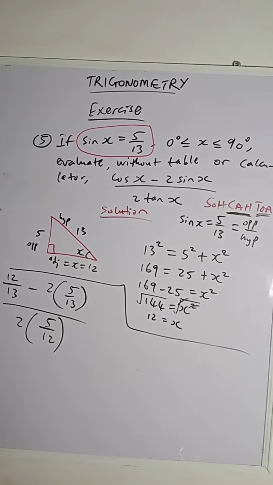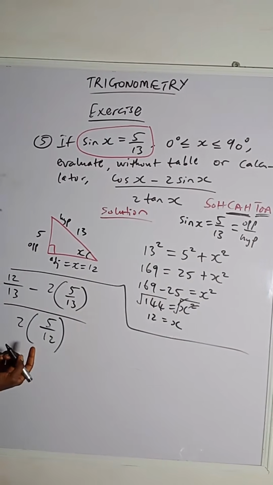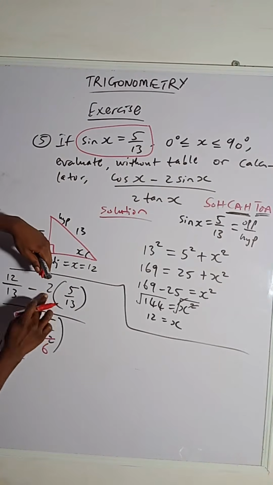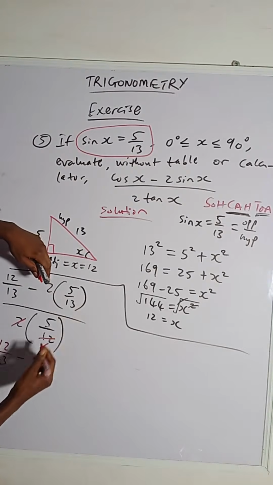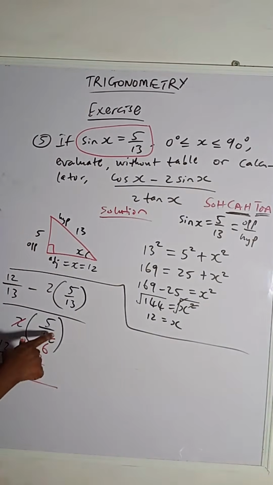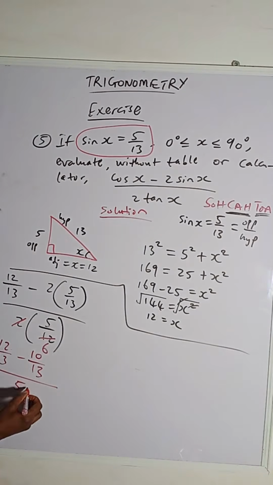So we can now simplify this. I can say 2 into 12 is 6. That has been simplified. So let's come here. This is 12 over 13 minus 5 times 2, which is 10. So you have 10 over 13, all divided by 5 over 6.